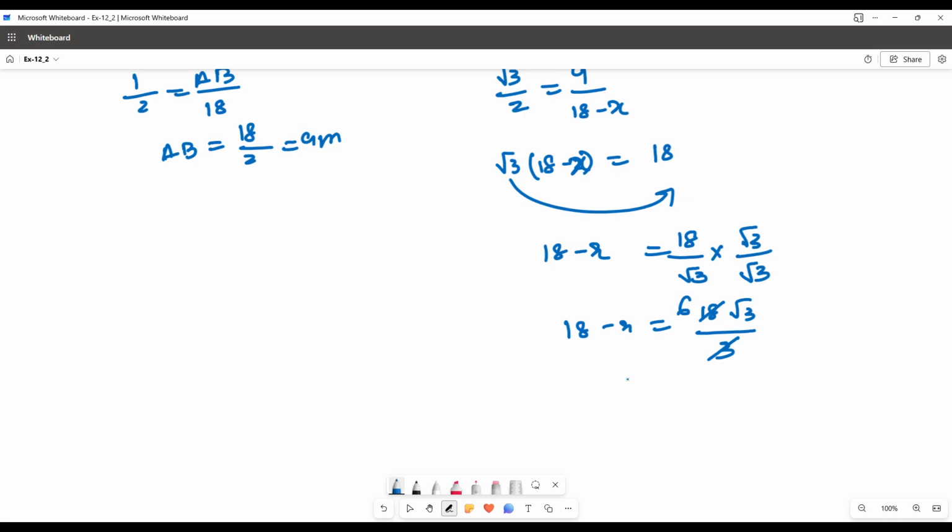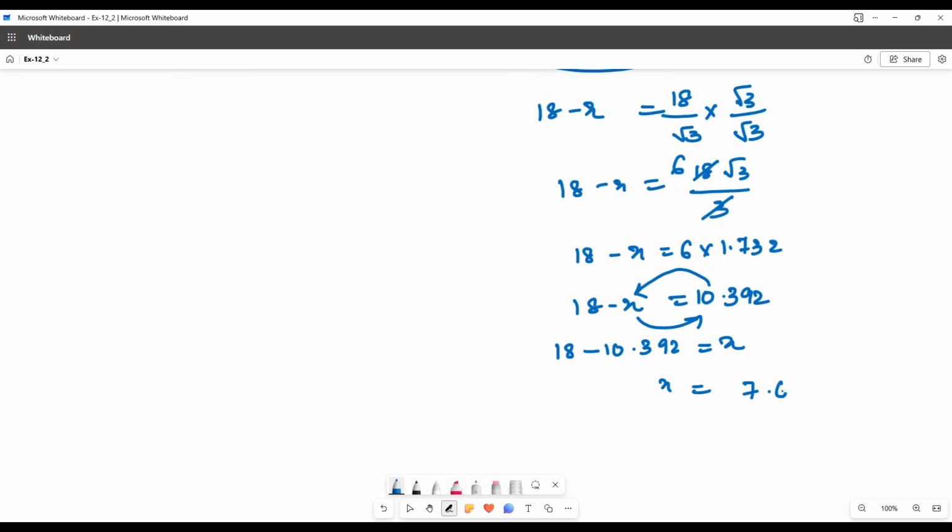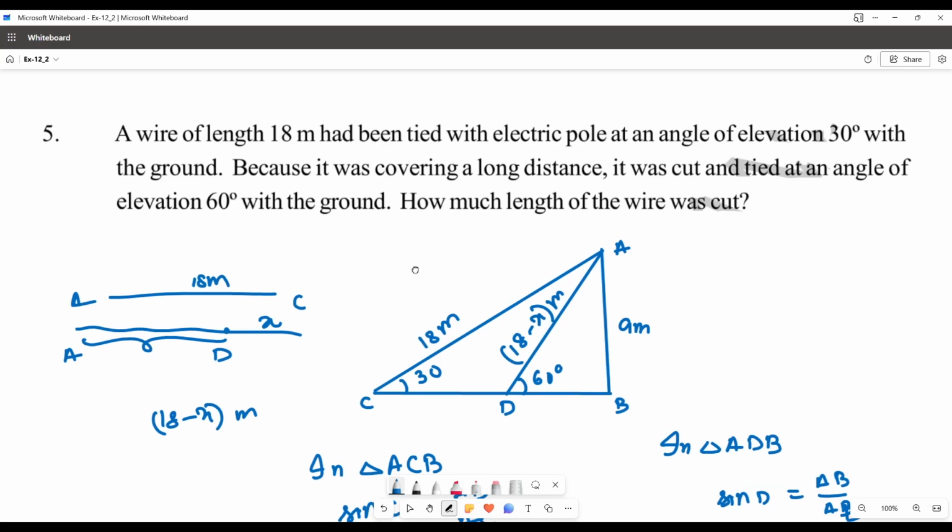Now let's bring this X to the right hand side, and 10.392 to the left hand side. So this would be 18 minus 10.392 is equal to X. Now X is equal to 7.608 meters. That's it. He gave the length of wire, that is 18 meters, and he wants the length that is cut off, that is X. So we found the length of X equal to 7.608 meters.